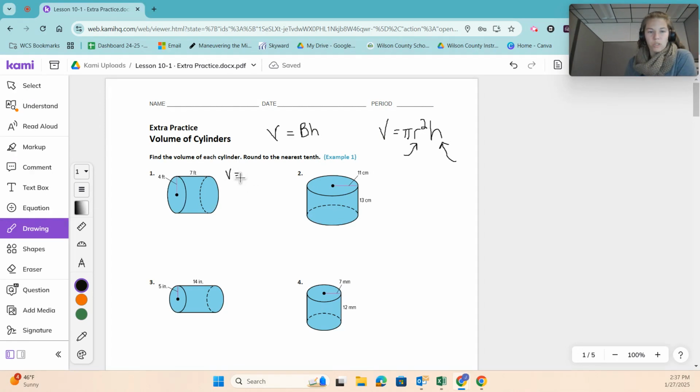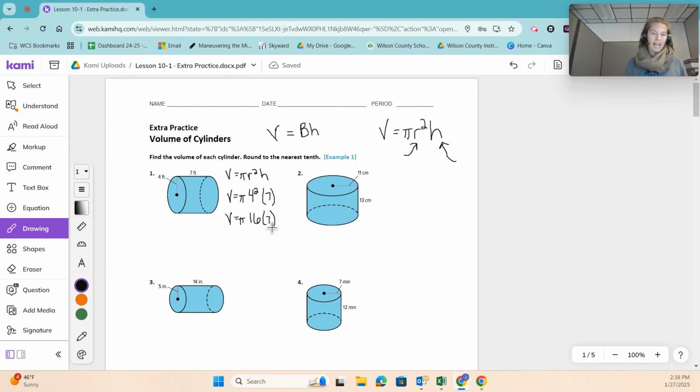So volume equals pi times radius squared times height. Volume equals pi. The radius, so the distance from the center to the edge, is 4. And we're going to square that, and then we're going to multiply by the height. And the height is the distance between the two bases. In this case, that height is 7. So volume equals pi times 4 squared, which is 16, times 7.